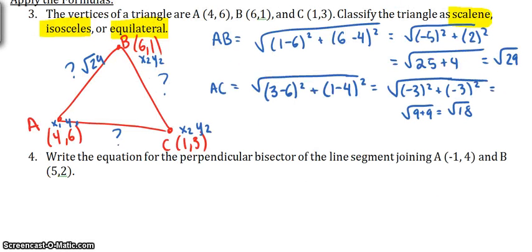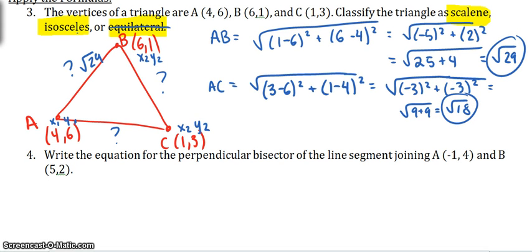Okay, I hope you did that on your own. If you did, you should have gotten the square root of 18. Now notice AB and AC are not the same, so it automatically cannot be equilateral. It may be isosceles if BC is the same as AB or AC, or it could be scalene if all three of them are different. So I know I'm having you do a lot on your own, but I think you guys can handle it because you've been working with these formulas for a while. I want you to go ahead and actually set up the equation to calculate the length of BC, calculate it, and see what happens, and then we'll discuss it when we come back.